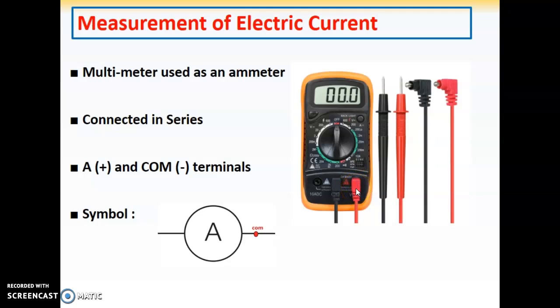Now how would it be acting as an A terminal of the ammeter? That is by adjusting the scale here within the range of ampere. As you can see here, there is an A with DC showing DC current, in which the unit is ampere. So if the multimeter is adjusted within this range, then the multimeter will be acting as an ammeter, and this terminal represents the A terminal.